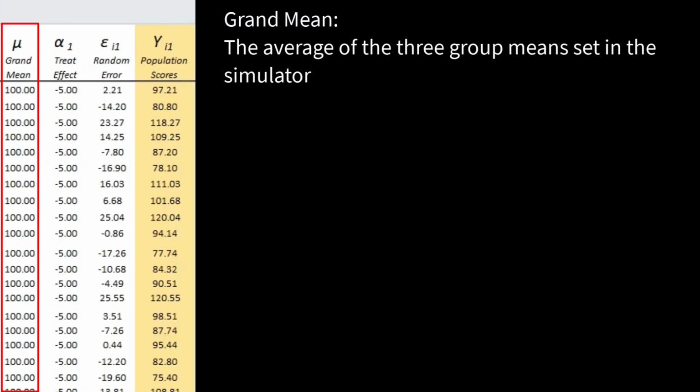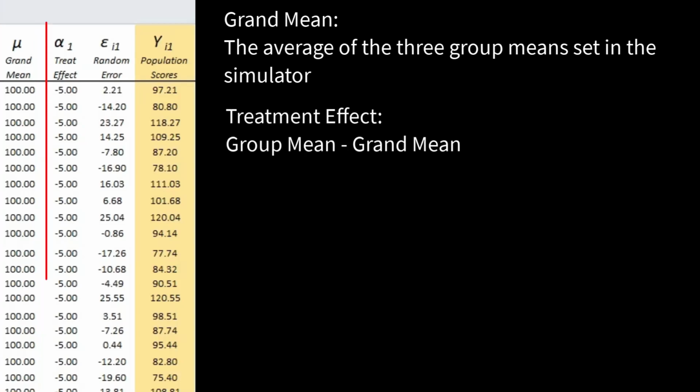First, the grand mean is calculated by averaging the three group means that we set at the beginning. Because all groups are the same size, this value is the same as it would be if we just averaged all the scores. Second, the treatment effect for each group of scores is calculated by subtracting the grand mean from the group mean. This value represents the extent to which the average score in a group deviates from the grand mean because of a treatment or group level effect.